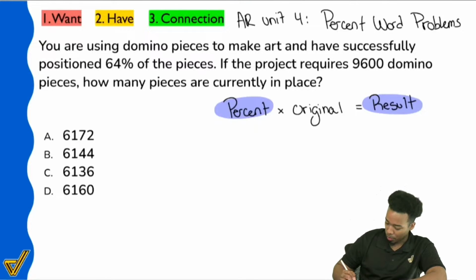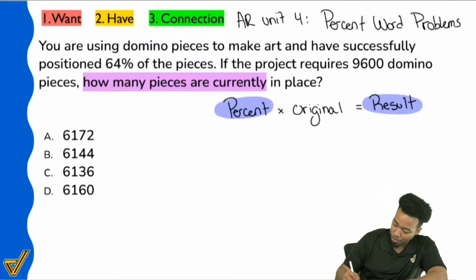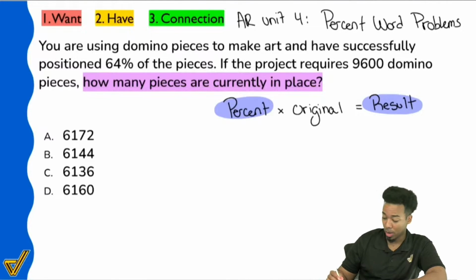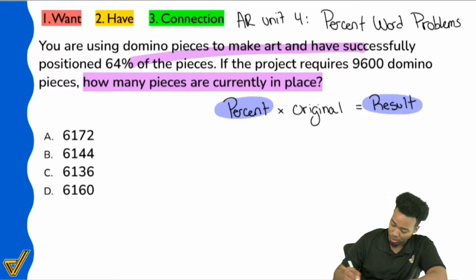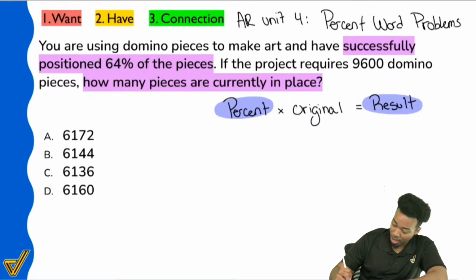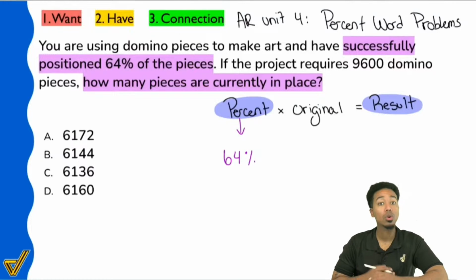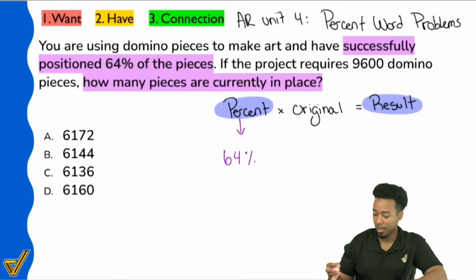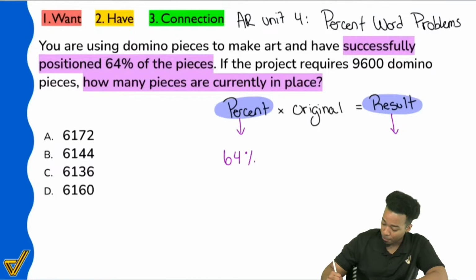So in this question, when we are looking for how many pieces are currently in place, well, guess what, my party people? This percent right here says successfully positioned 64% of the pieces. So when they tell you that you have 64% of the pieces in place, when you apply that 64%, that's going to give you the number of pieces in place.